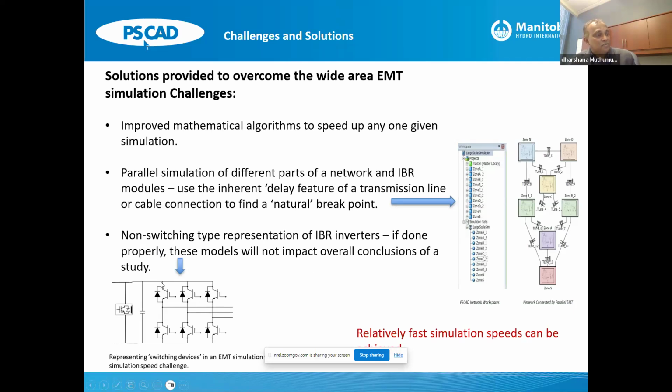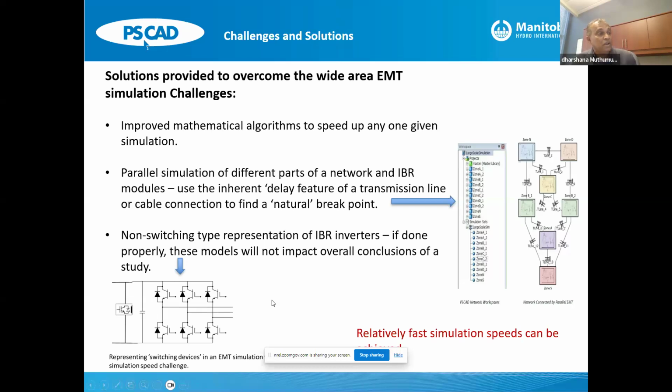One way that the industry has adopted is the so-called average models. So don't mistake average models for RMS models. Average models are as detailed as the switching type models, right? And they are very suitable for most of the studies that we perform at a system level. They just don't represent the switching details of the IGBT. There are no approximations in how the controls are implemented, how the PLL is implemented.